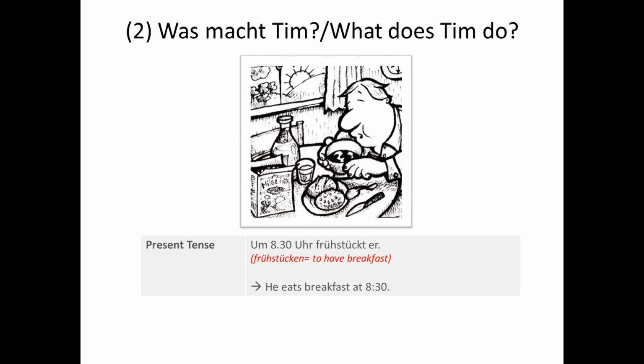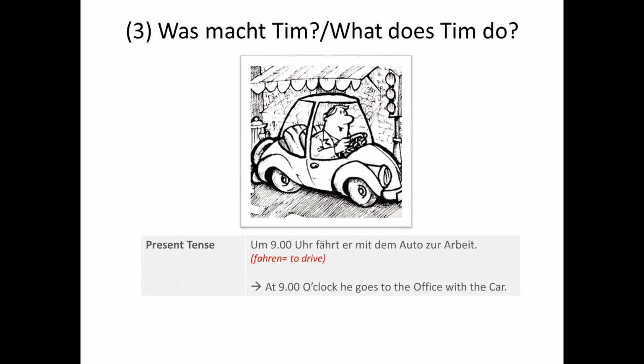8:30 Uhr frühstückt er. 8:30 Uhr frühstückt er. Here the verb is frühstücken. Frühstücken, to have breakfast, when we eat our breakfast. So this verb means to eat the breakfast, to have the breakfast. He eats breakfast at 8:30. Then what does Mr. Tim do?